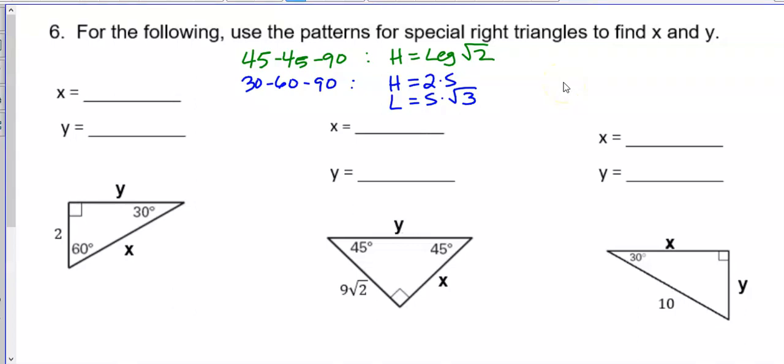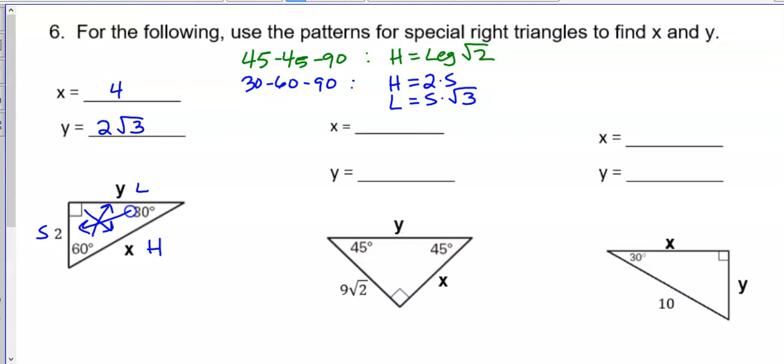So for this first one, we have a 30, 60, 90. So I would label across from the 30 is your short side, across from the 60 is your long side, and then across from your right angle is your hypotenuse. So that's pretty easy when you're given the short side. The hypotenuse is just twice that, so 4. And then the long side is that short side, which is 2, times the square root of 3. And then you're done.